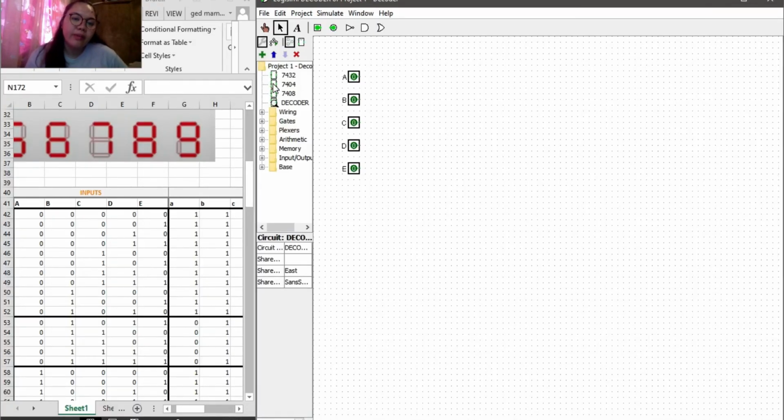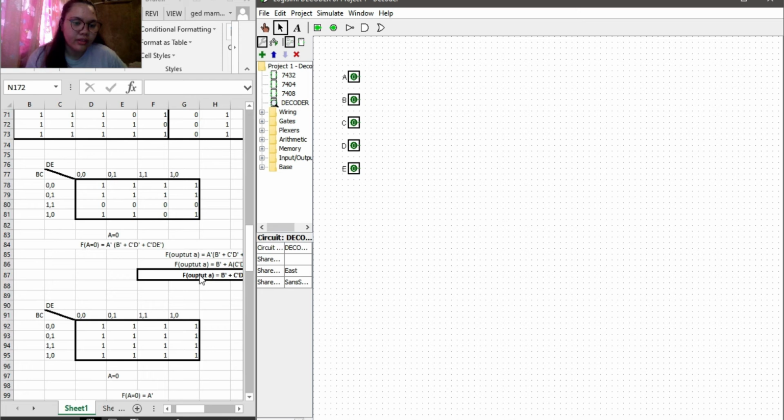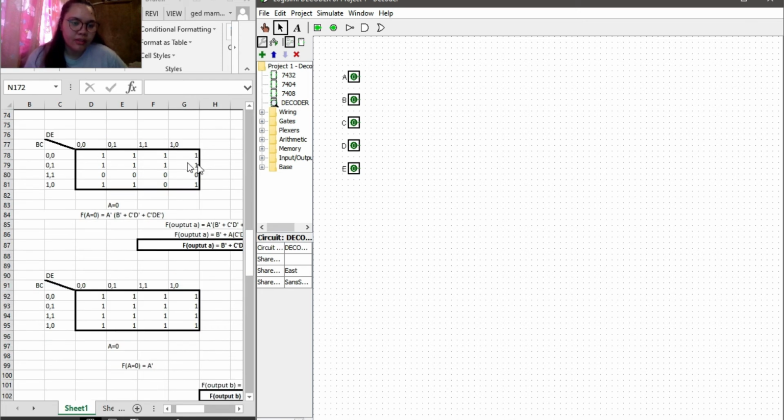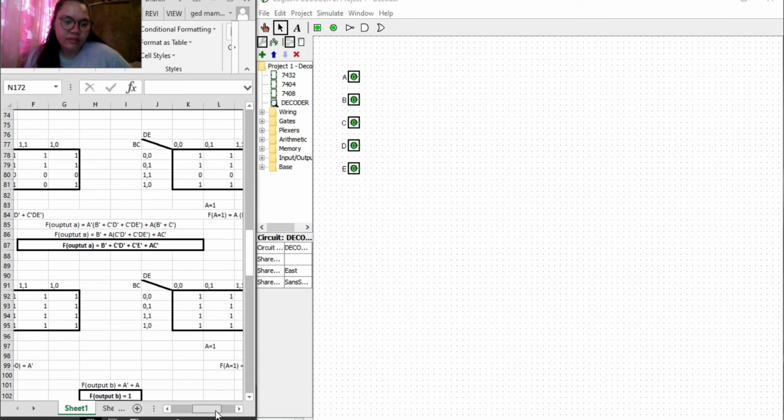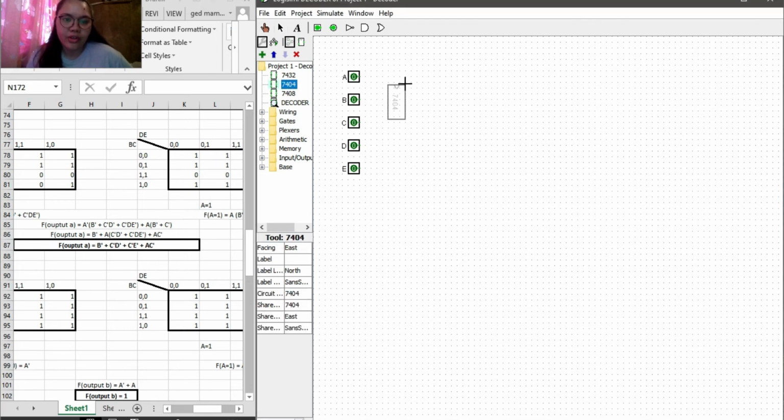Now let's implement our decoder from this canonical form from this K-map. I already put here 5 inputs from A to E. First, to be organized, let's put the 7404 here.